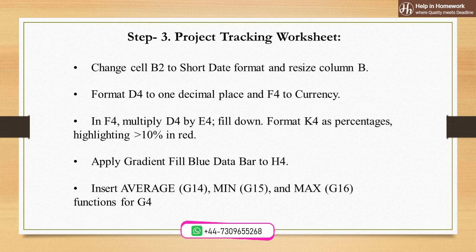Step 3. Project Tracking worksheet. Change cell B2 to short date format and resize column B. Format D4 to 1 decimal place and F4 to currency. In F4, multiply D4 by E4, and fill down. Format K4 as percentages, highlighting 10% in red. Apply a gradient fill blue data bar to H4. Insert average in G14, min in G15, and max in G16 functions for G4.